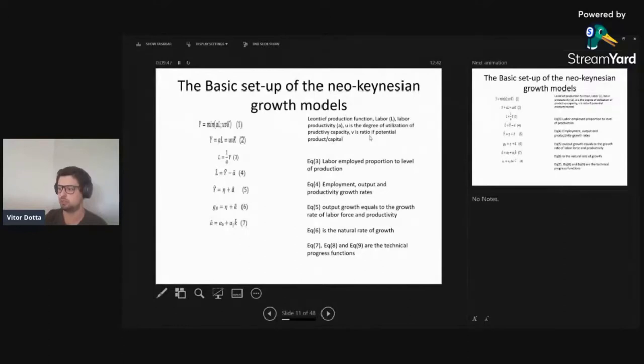Equation 3 is the labor employed relative to the level of production. Equation 4 is the employment, output and productivity growth rates. Equation 5 is the output growth equal to the growth rate of the labor force and productivity. Equation 6, for instance, is the natural growth rate of the economy. Equations 7, 8, and 9 are the technical progress functions, which we will explore further now.